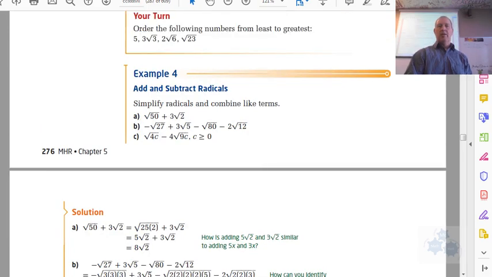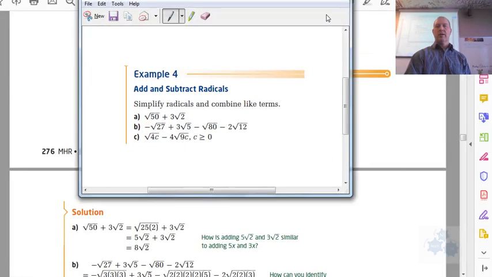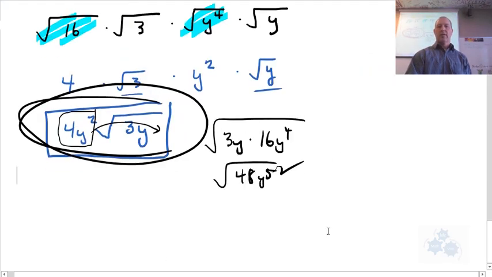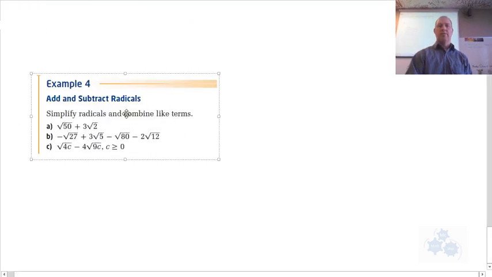So let's do part of this example as well. And this goes back to our combining like terms that we started off with.